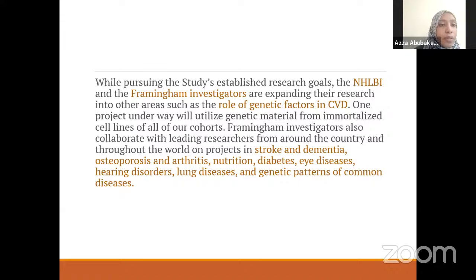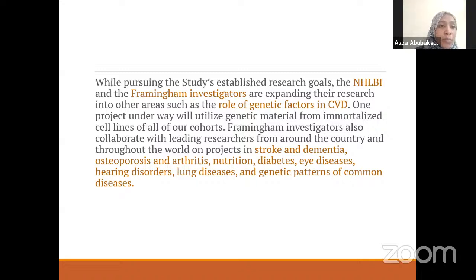While pursuing the study's established research goals, the National Heart and Lung Institute and the Framingham investigators are expanding their research into other areas, such as the role of genetic factors in cardiovascular disease. As we know, they now have massive genetic information. They have been following the dads and the granddads, so they have a huge library and can study the genetic effects in cardiovascular disease.